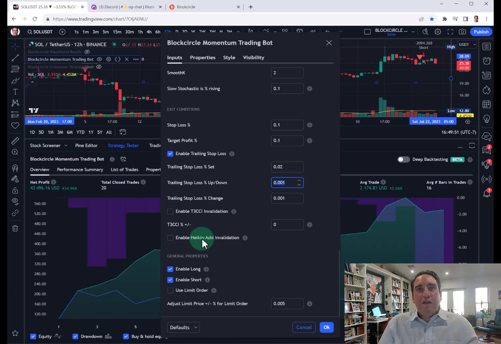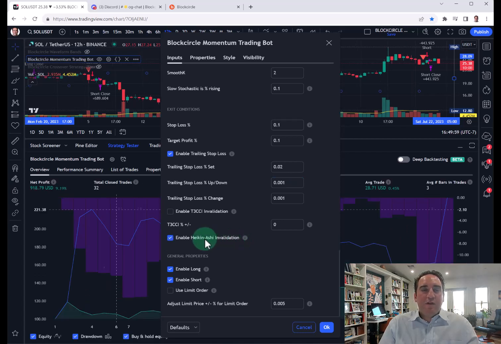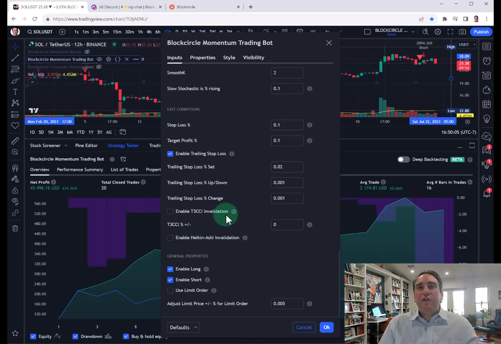But this Heikin-Ashi invalidation is very important, and you would want to keep testing that. So you want to enable it, and then when you enable it, you see whether or not it helps. In this particular instance, it doesn't seem to help. And then those are the three main components.